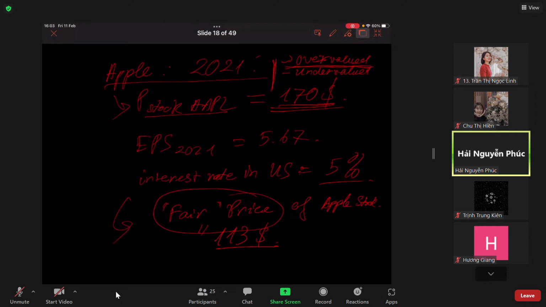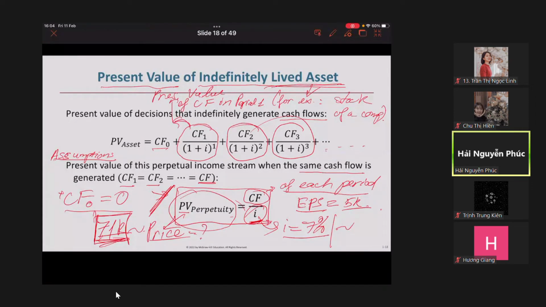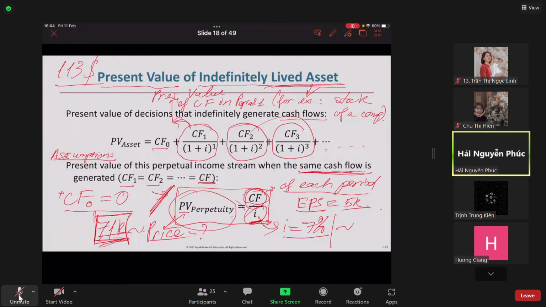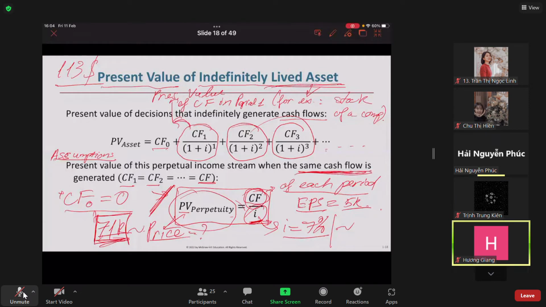Before moving to the next discussion, I want you to pay attention to the following. The fair price of about 113 that I have mentioned is based on the assumption that the cash flow is constant, the same cash flow for every year in the future. Understand? It is an assumption. In reality, it might not hold.